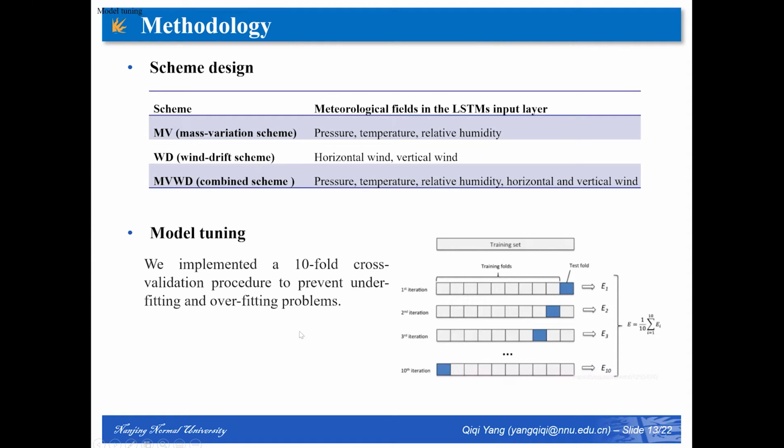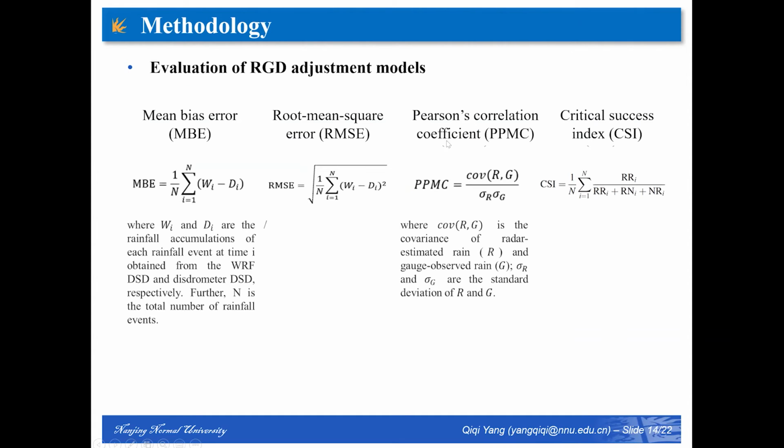We implemented a 10-fold cross-validation procedure to prevent the underfitting and overfitting problem. We evaluate the RGD adjustment models using 4 indicators: the mean bias error, MBE, the root mean square error, RMSE, the Pearson's correlation coefficient, PCC, and the critical success index, CSI.